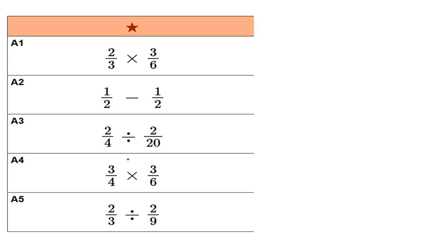Okay, let's go. So A1, work out 2/3 times 3/6. So do top times top, bottom times bottom. 2 times 3 is 6 out of 3 times 6, which is 18. Now I can simplify this, divide top and bottom by 6. So I get 1 over 3, or 1/3. That's A1 done. So to multiply fractions, multiply numerator by numerator, and denominator by denominator, and then cancel down where possible. So top by top, bottom by bottom.